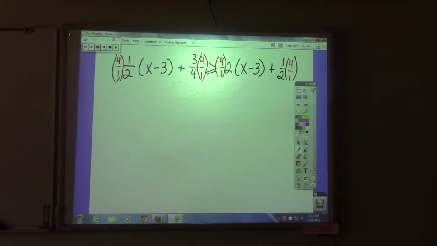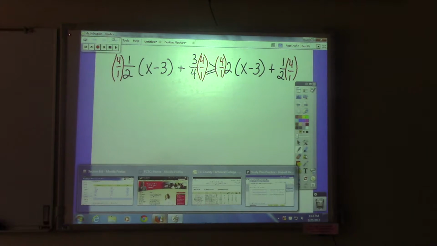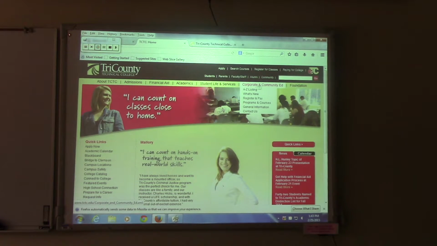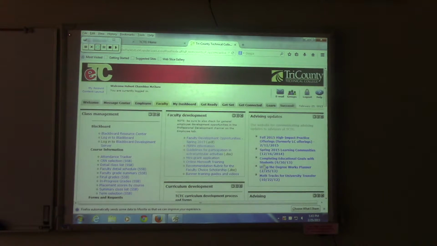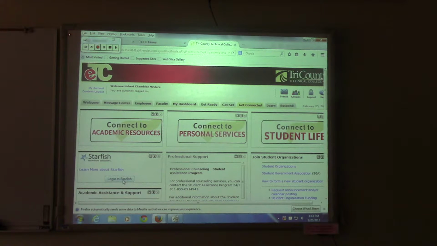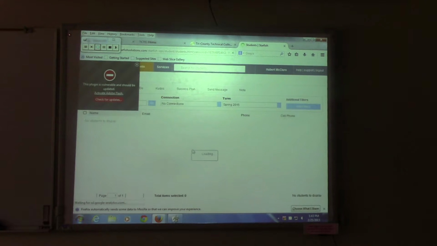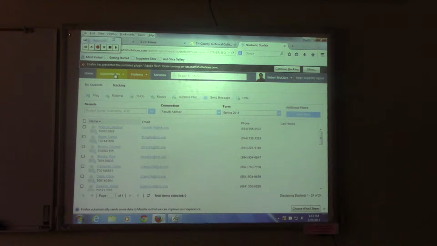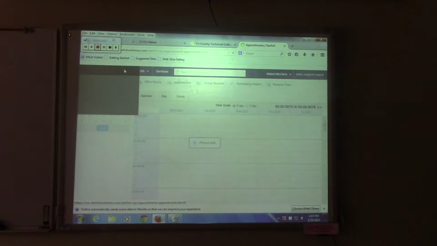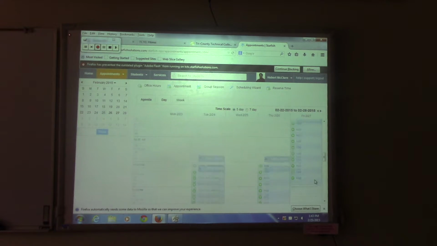How many of you know that it's pre-advising time? You need to get with your advisor, get on Starfish, if they're on Starfish. I'm on Starfish. So you go to Get Connected. I'll show you how to get there. Go to Get Connected, faculty and staff, right there. Then you need to go to appointments, somewhere in here, and you can find my appointments. There they are. You go in here and just click on add.